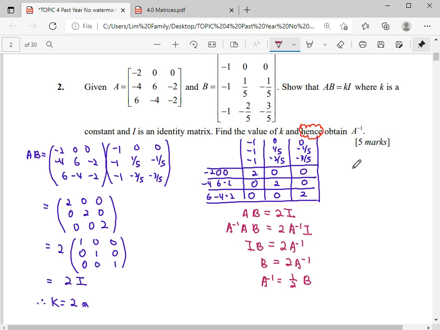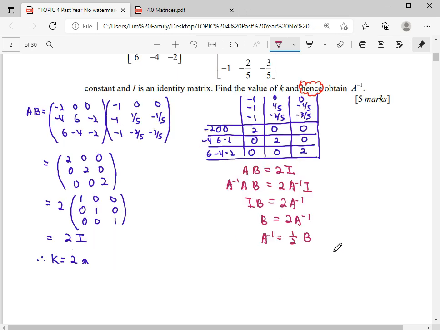For those of you using adjoint here, you are definitely off track. The question doesn't want you to perform adjoint or ERO. They want you to use the identity concept. This is the properties concept, because your question is related to identity and the wording "hence". So this is a powerful wording. It will indicate what method you're going to use. So this is how we get our relationship where A inverse equals 1 over 2 B. Then therefore only we find our A inverse by substituting our matrix B.